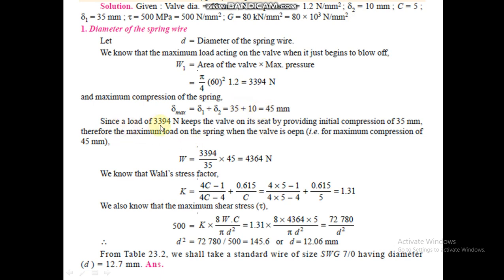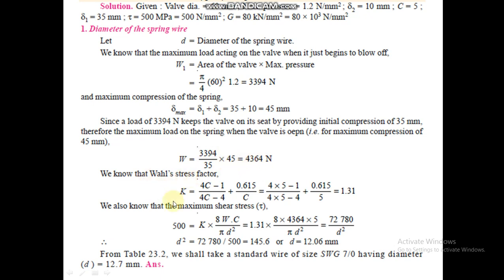Since the load of 3394 Newton keeps the valve on its seat by providing initial compression of 35, therefore the maximum load on the spring when the valve is open is for maximum compression of 45. Now this load is for the deflection of 35. For 35 deflection, load is 3394. And what will be the load for 45 deflection? It will be 3394 upon 35 into 45. So the load will be 4364 Newton.